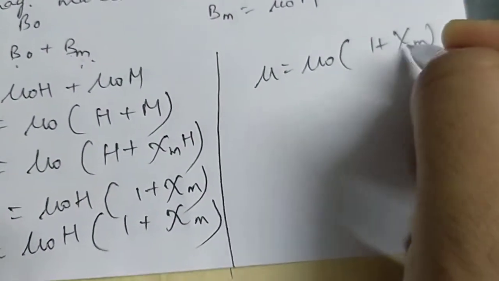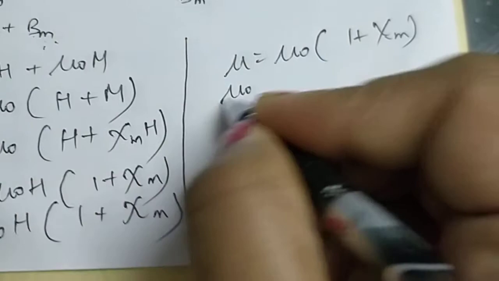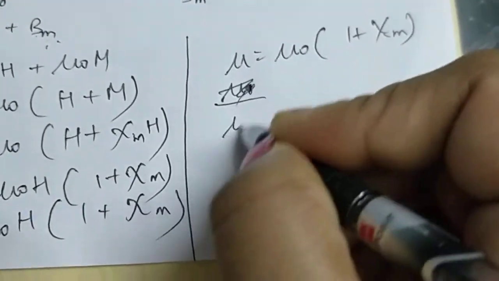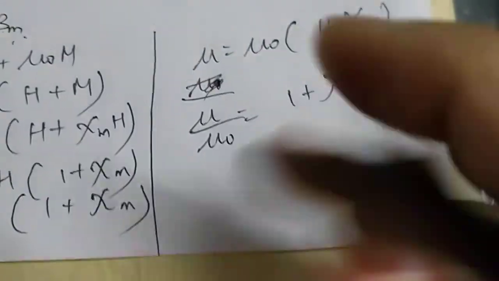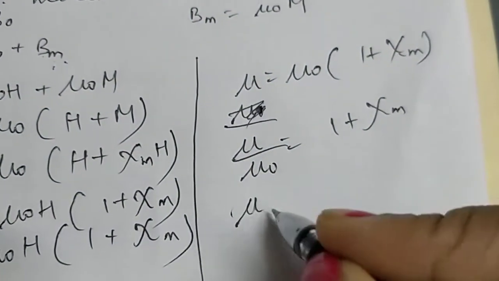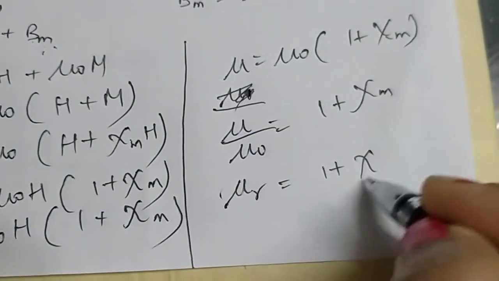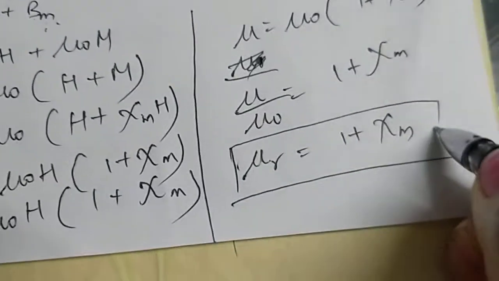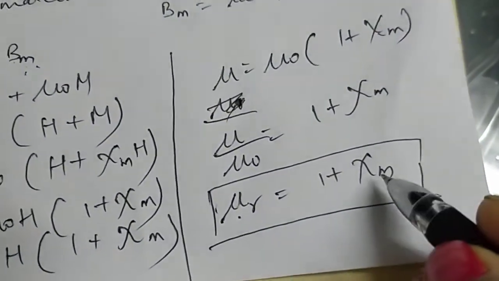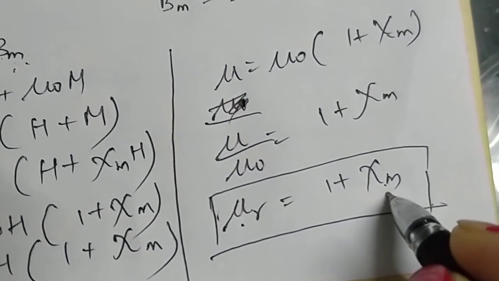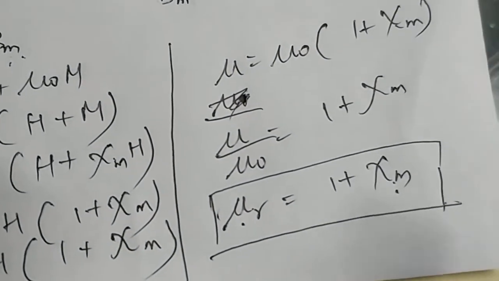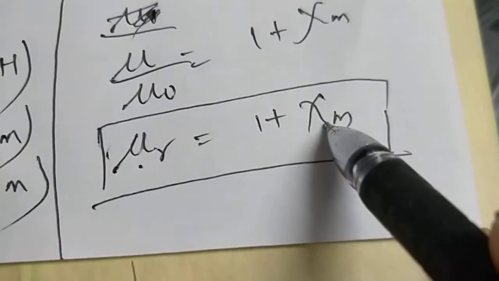xi m). Now you see mu by mu naught is equal to 1 plus xi m. What is mu by mu naught? Mu by mu naught is relative permeability, so mu r is equal to 1 plus xi m. So this is the relation between relative permeability and magnetic susceptibility of the magnetic material. Okay. Now here you see, children, xi m, the susceptibility.